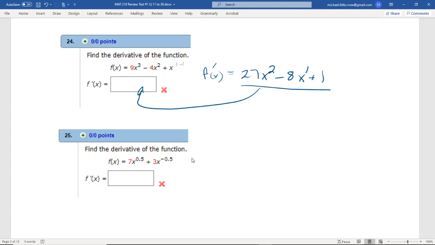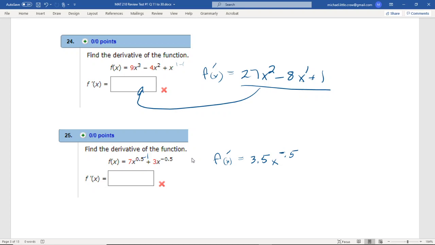Find the derivative of this function. Okay, so what's the derivative of this function? Again, bring the exponent down and multiply. So 0.5 times 7 is going to be 3.5. 0.5 minus 1 is going to be negative 0.5.